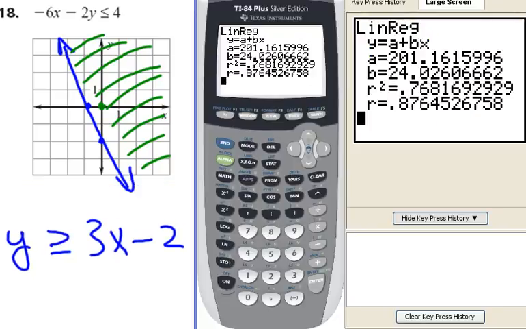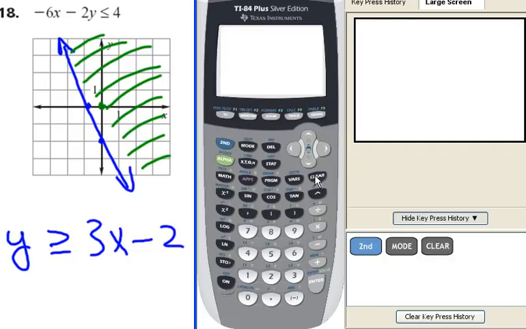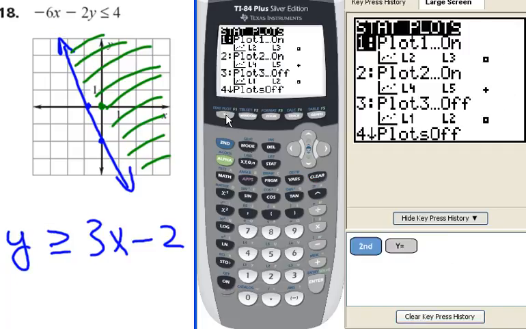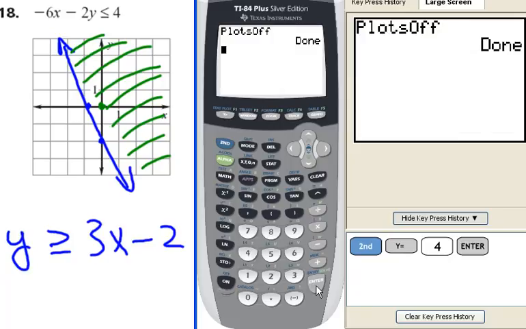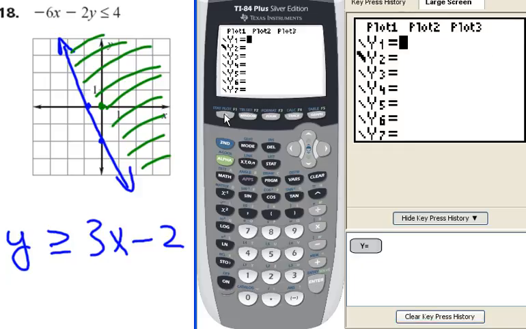Open your calculator. Clear. And let's just make sure that all your stat plots are off before we start graphing, because that could mess us up. So second stat plot, hit the number 4 and enter, and then all your stat plots will be off. Go into y equals, and notice all my equations are gone. If yours aren't, you'd hit the clear button, and I'm simply going to say that y is 3x minus 2. That's my line. And because this is in the form y is greater than or equal to, I can actually have the calculator shade for me.